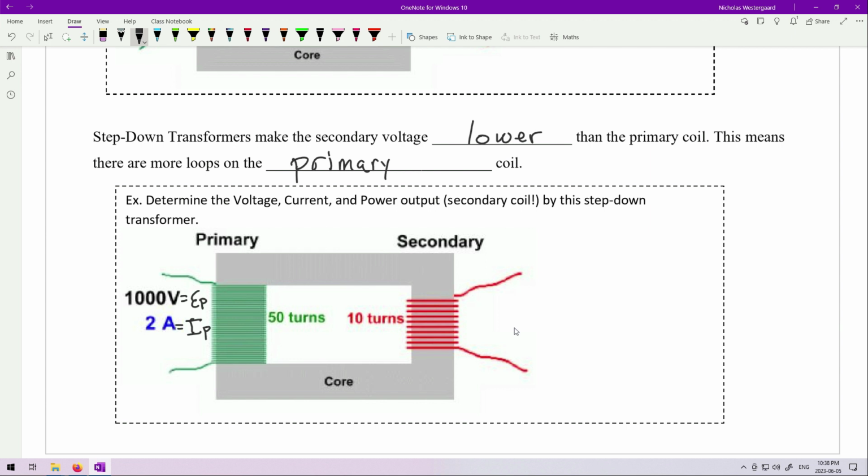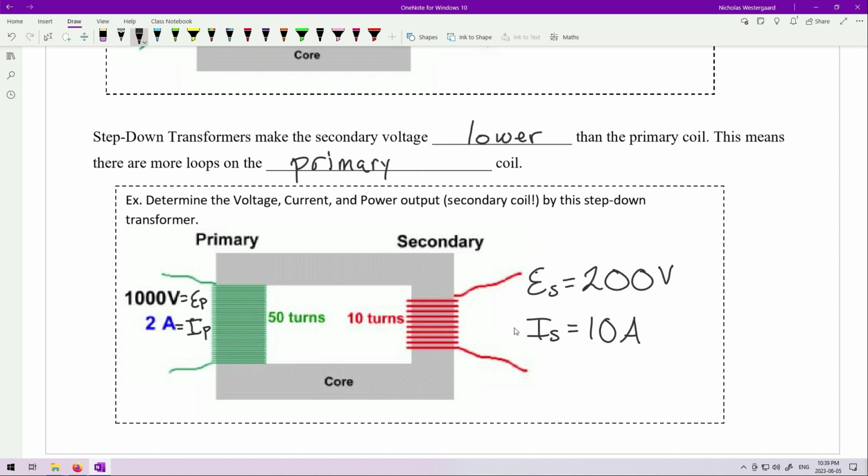You see this is a 50 to 10 relationship, or a 5 to 1 relationship there. And so our EMF is going to be stepped down by a factor of 5 in our secondary. So 1000 divided by 5 is going to be 200 volts, quite a bit less. But on the flip side, the current does the reciprocal relationship, so instead of being divided by 5, it is multiplied by 5. 2 times 5 turns it into 10 amps.